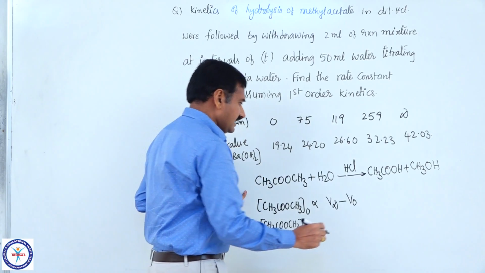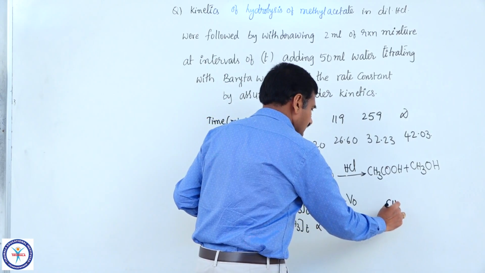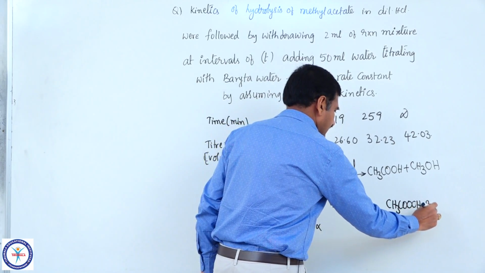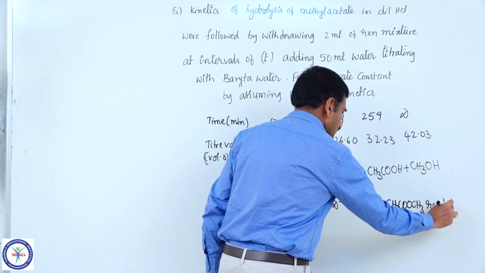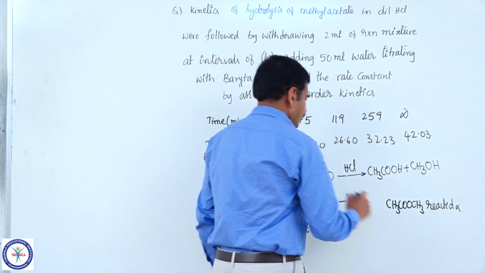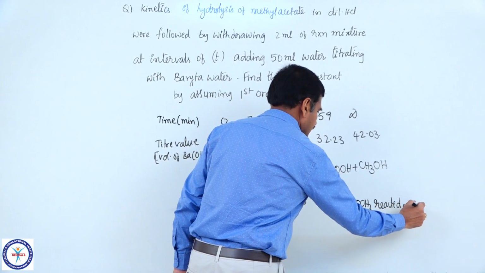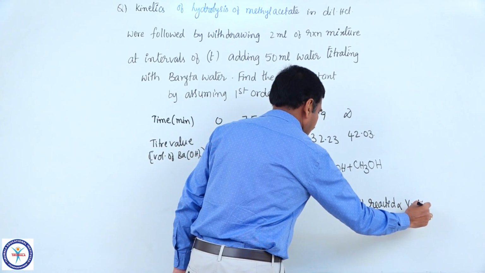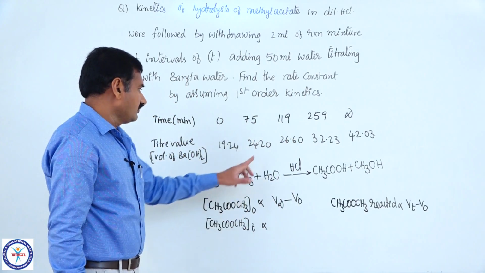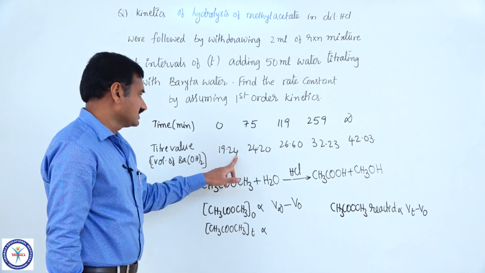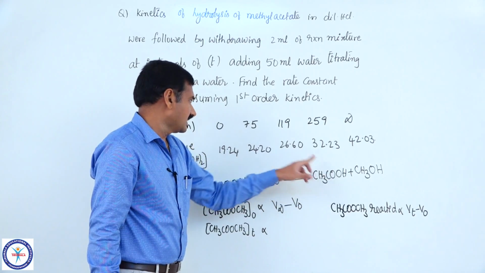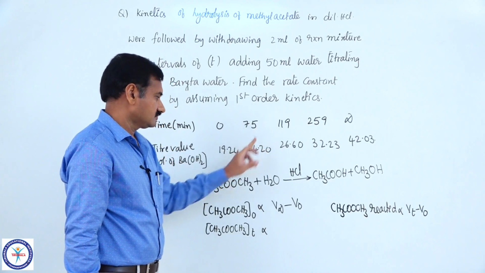So, methyl acetate reacted is proportional to Vt minus V naught. So, 24.2 minus 19.24 is required for neutralization of acetic acid produced at a time t equal to 75 minutes.